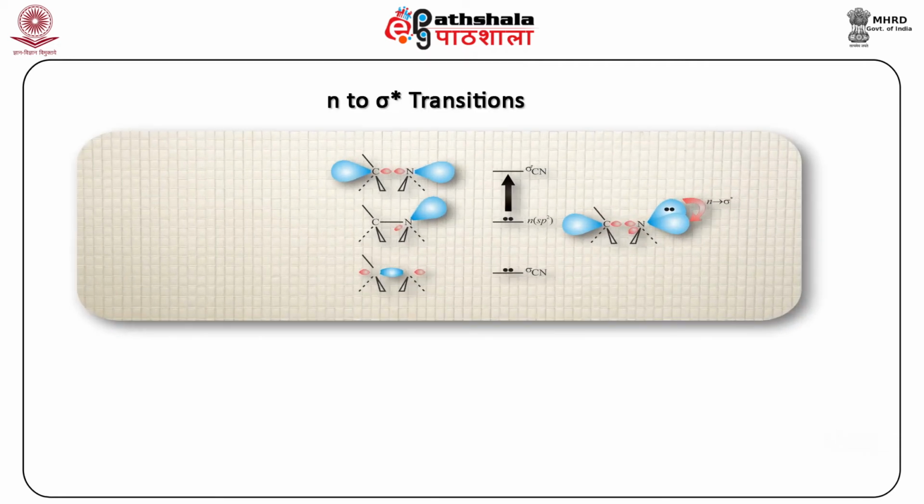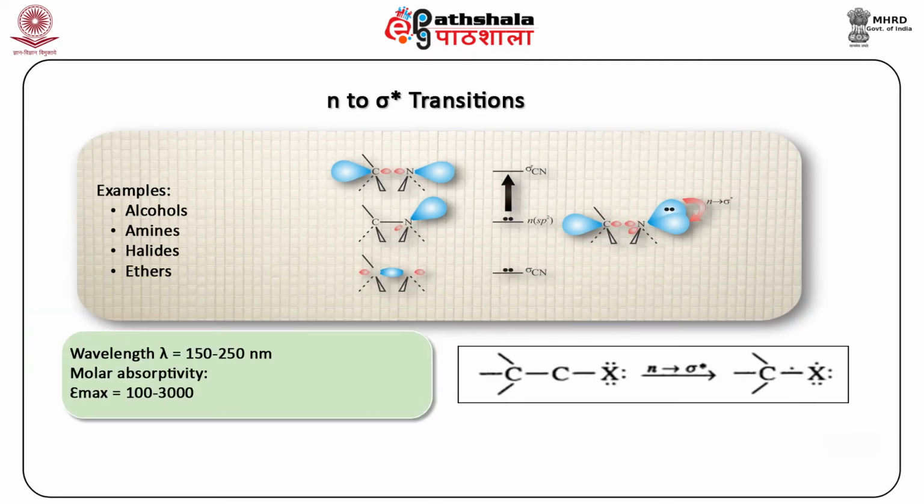This type of transition, n to sigma star, occurs in saturated compounds containing atoms with unshared electron pairs, that is non-bonding electrons. Energy required for these transitions is usually less than that required for sigma to sigma star transitions, and it gives rise to an absorption band at longer wavelength. The intensity of this transition is very low as it is a forbidden transition.